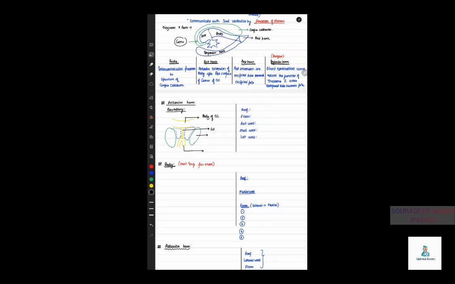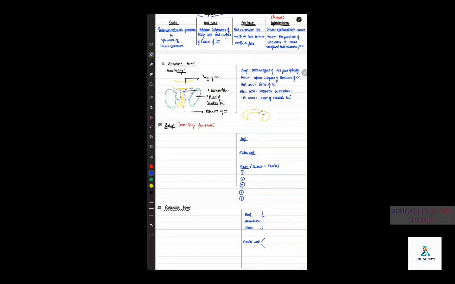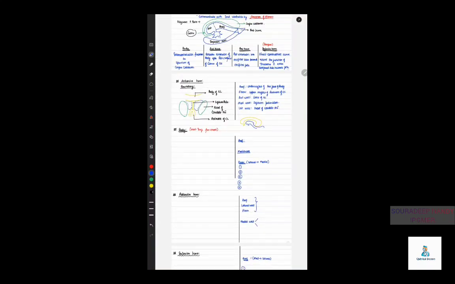So here I have drawn the parts. As you can see from the diagram, the roof is formed by the under surface of the anterior part of the body of the corpus callosum. The floor is formed by the upper surface of the rostrum of the corpus callosum. The anterior wall is formed by the genu of the corpus callosum. The medial wall is formed by the septum pellucidum, and the lateral wall is formed by the head of the caudate nucleus. So the diagram is like a coronal section taken from this part.